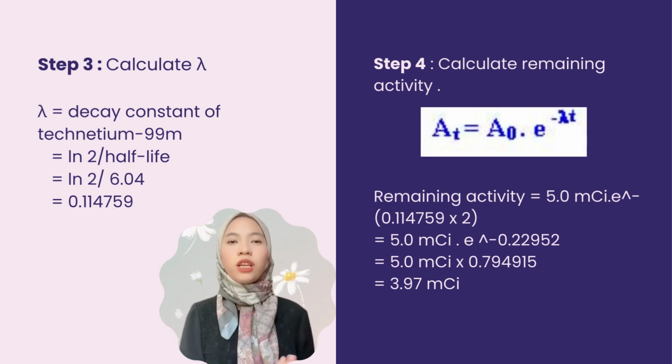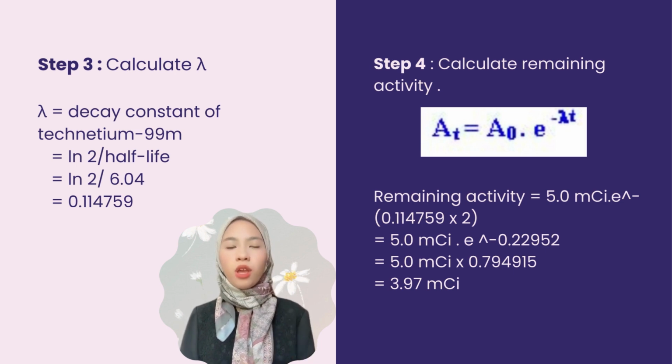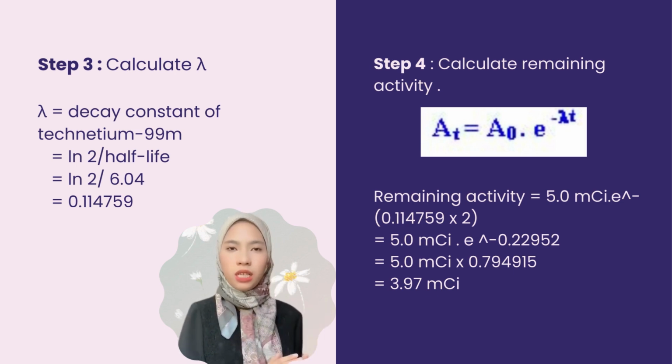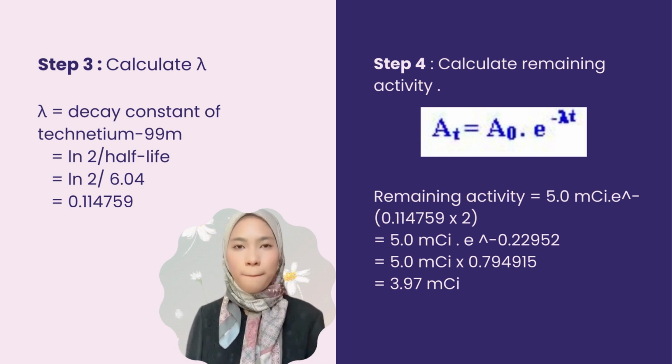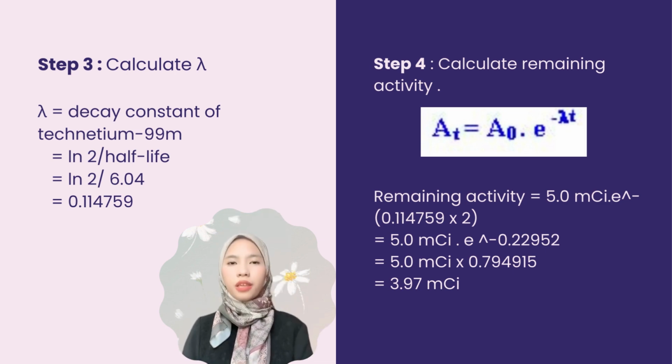Next, step 3, we calculate the decay constant of technetium-99m using the formula lambda equals ln 2 divided by the half-life of technetium-99m, which is 6.04 hours. The decay constant is the proportionality between the size of a population and its decrease because of radioactive decay. The answer that we got for lambda is 0.114759.